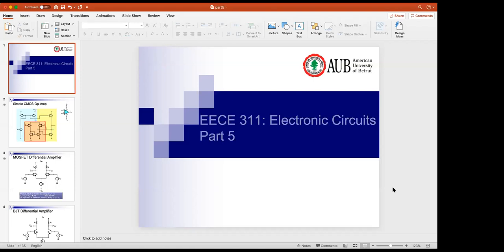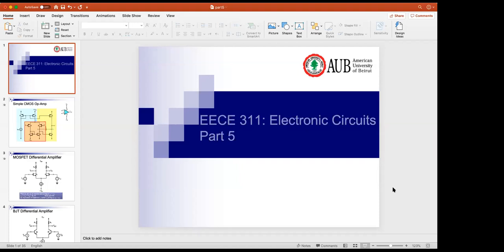Okay, so this is the circuit that we discussed last time. We said that this is a simple CMOS operational amplifier. We talked about the various sub-circuits. We said that the blue part here is the current reference and the current mirror MOSFET.